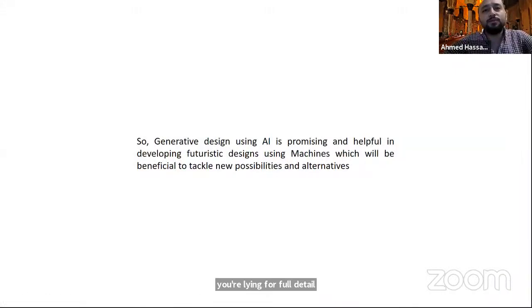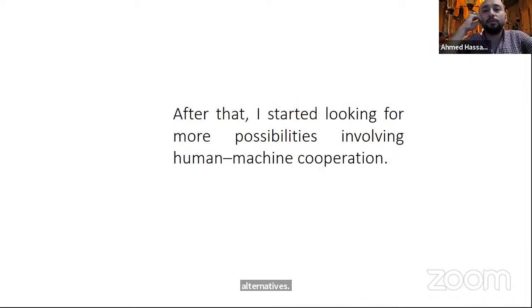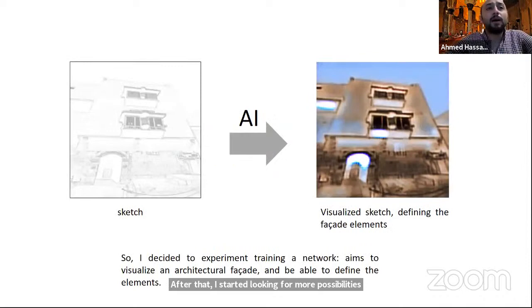So generative design using AI is promising and helpful in developing futuristic designs using machines, which will be beneficial to tackle new possibilities and alternatives. After that, I started looking for more possibilities involving human-machine cooperation. I started another experiment: what if I draw a sketch and then send this sketch to an AI network that I developed with a friend, Hussam Al-Din, in another workshop, and then visualize the sketch defining the facade element? This was in a workshop we taught at ASCAD 2021.